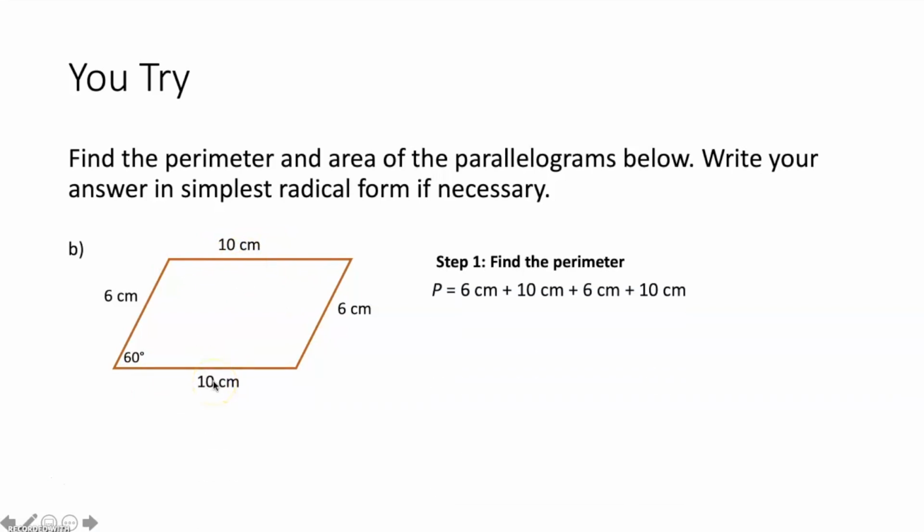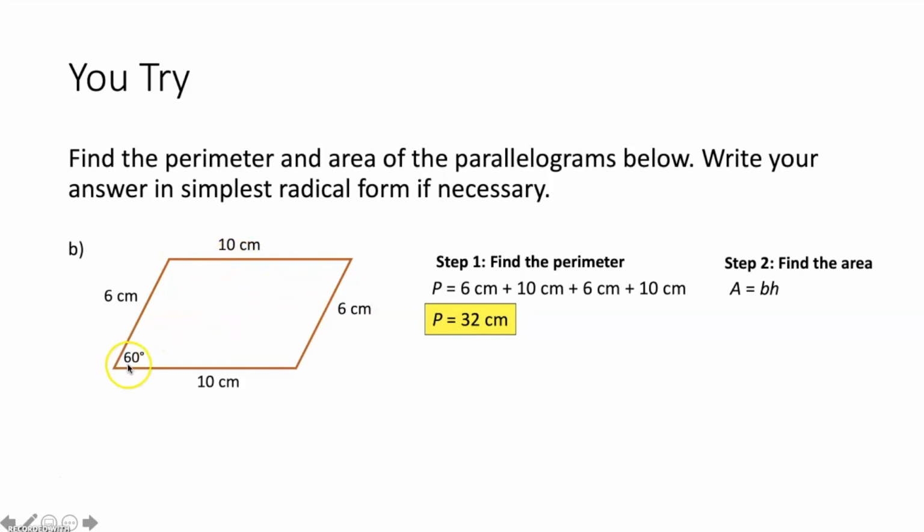So to find the perimeter, we just add up all of those side lengths. We get the perimeter of this parallelogram is 32 centimeters. Next, we need to find the area of this parallelogram. And the area of a parallelogram formula is area is equal to base times height. Now, if you recall, technically any of these sides could be your base, but your base has to be perpendicular to your height. So what I'm going to do is draw an altitude coming from one of these vertices that is perpendicular to one of the sides.